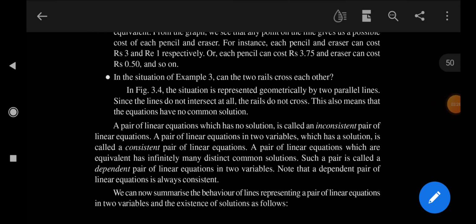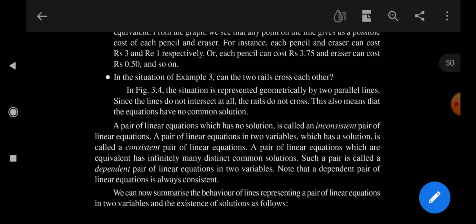In the situation of example 3, can the two rails cross each other? In figure 3.4, the situation is represented geometrically by two parallel lines. Since the lines do not intersect at all, the rails do not cross. This also means that the equations have no common solution. A pair of linear equations which has no solution is called an inconsistent pair of linear equations. A pair of linear equations in two variables which has a solution is called a consistent pair of linear equations.